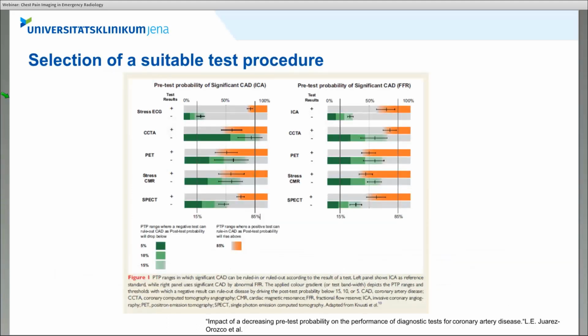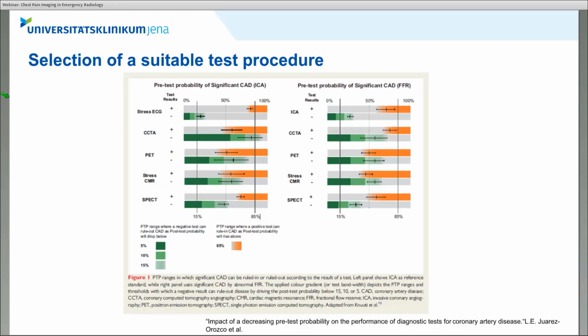And this is also a very important slide, because it really shows you the pretest probabilities for ruling out and ruling in. So what does it mean? It shows the range of pretest probability where a negative test can rule out coronary artery disease, as the post-test probability will drop as shown here.